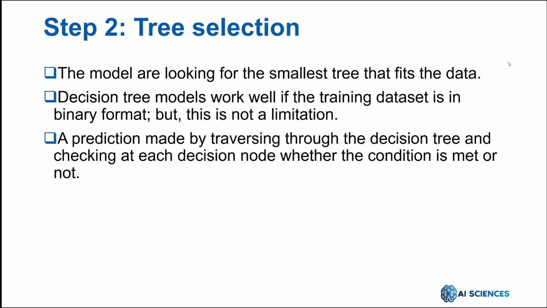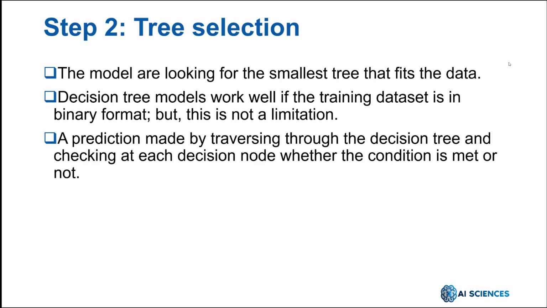Then the last one is the tree selection. In this step, the models are looking for the smallest tree that fits the data. Usually, this is the tree that yields the lowest cross-validated error. Decision tree models work really well if the training data set is in binary format. But this is not a limitation.